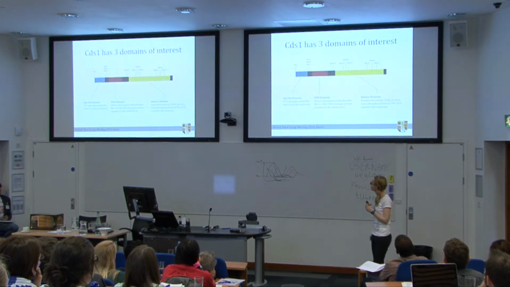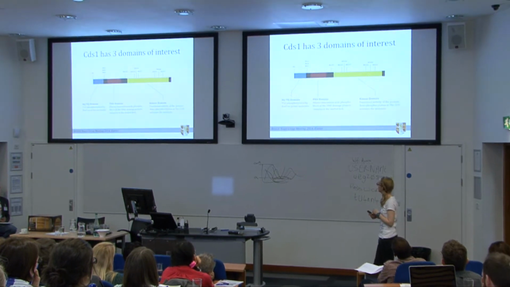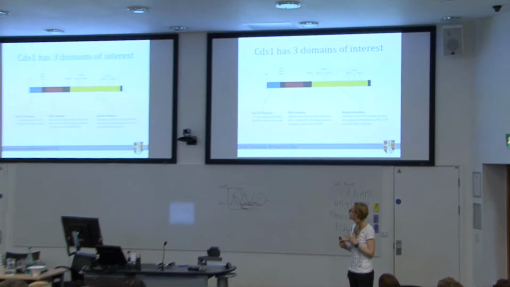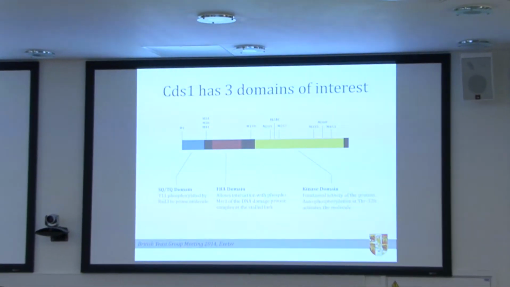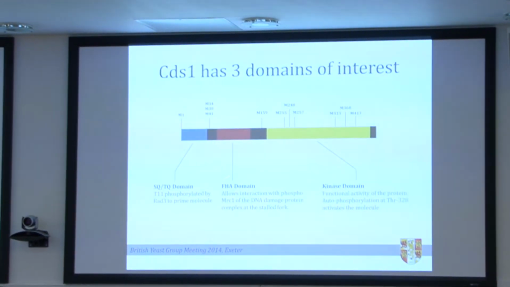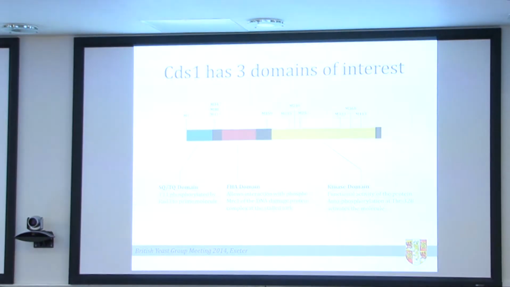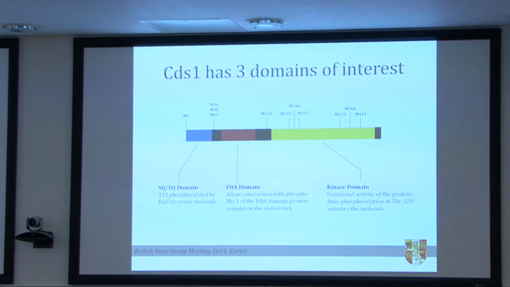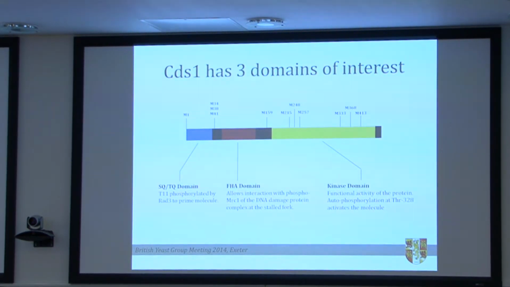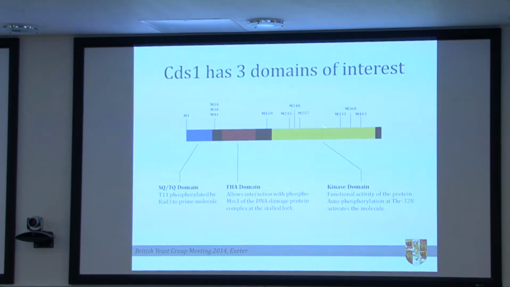So if you look at Cds1, it's got three domains of interest. N-terminally, it's got the SQTQ domain, and it's in this region that threonine 11 is phosphorylated by Rad3. We then have a highly conserved domain, known as the FHA domain, or forkhead-associated domain, and it's this domain that interacts with that phospho-MRC1 at that stalled complex. And then we have the active domain of Cds1, a kinase domain, and it's phosphorylation of threonine 328 that activates the molecule.